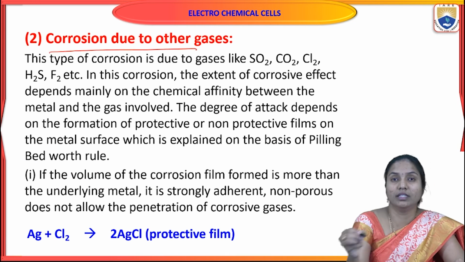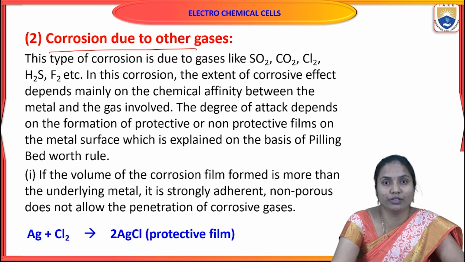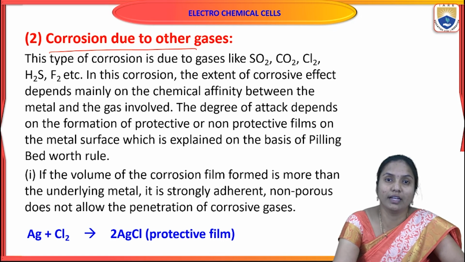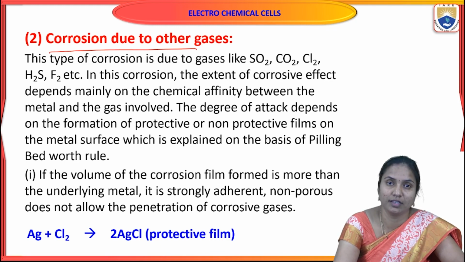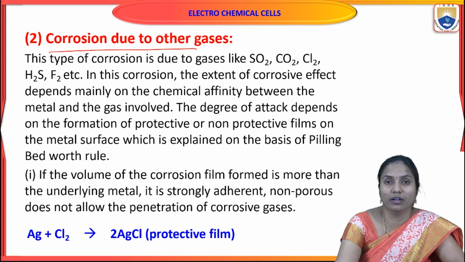Now the second one in dry corrosion is corrosion due to other gases. Just to recap, dry corrosion means direct chemical action of environmental conditions or atmospheric gases. Based on this, dry corrosion is classified into three types: oxidation corrosion, corrosion by gases, and corrosion by liquids. Oxidation corrosion means the metal interacts with atmospheric oxygen and forms a metal oxide layer on the metal surface.